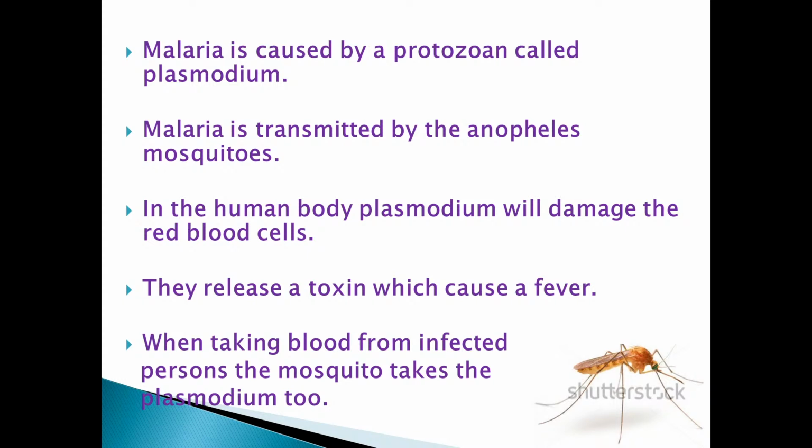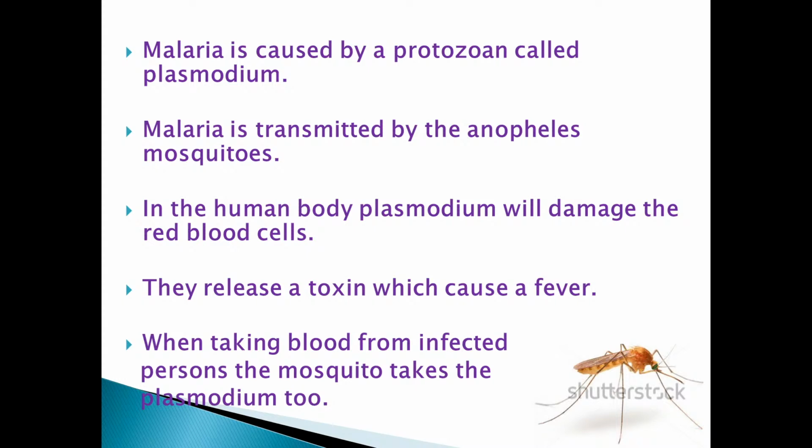For example, in terms of microorganisms, bacteria is a category because we have different types of bacteria, and we have virus. We have different types of virus, fungus, and the protozoan. So those are the categories in terms of microorganism. So a type of protozoan is definitely plasmodium. So that's what causes malaria.